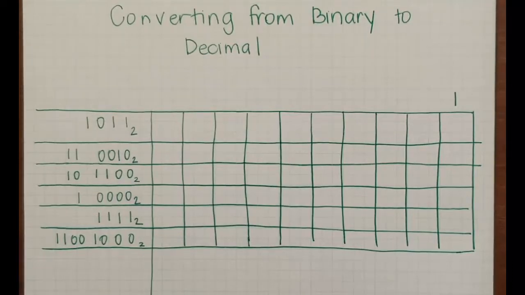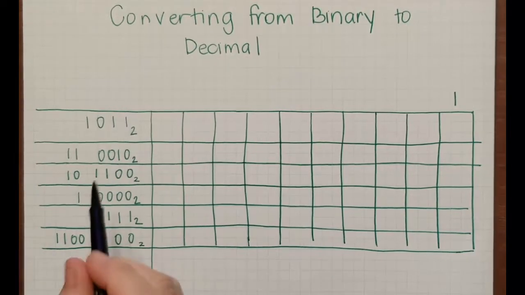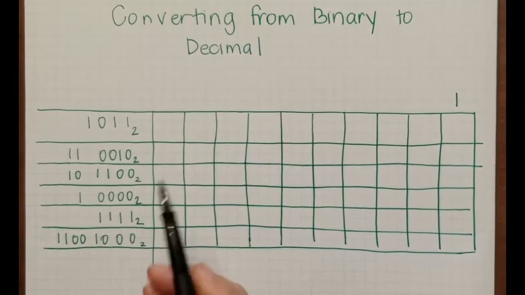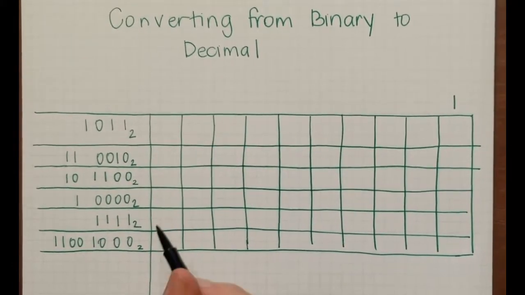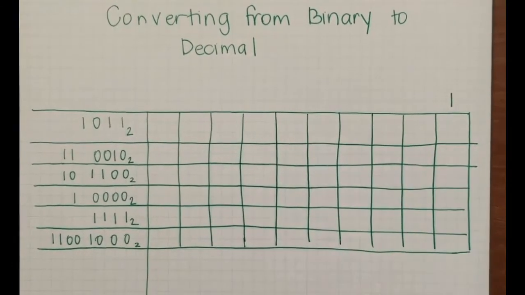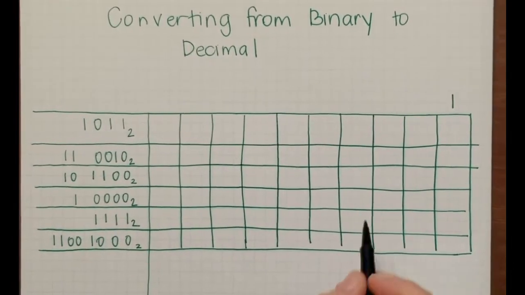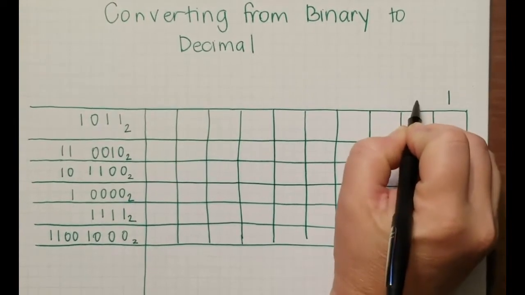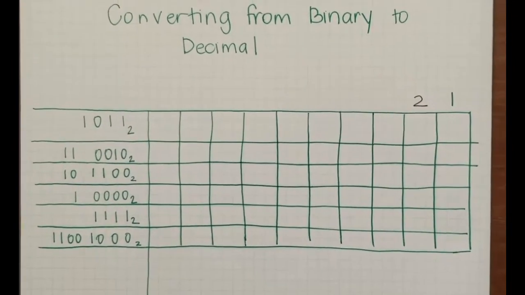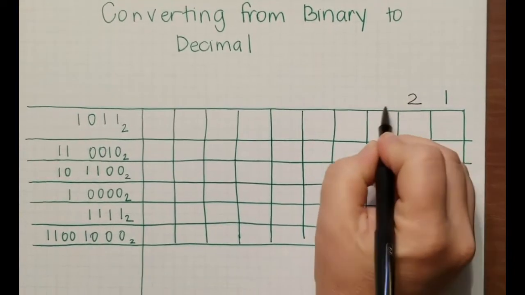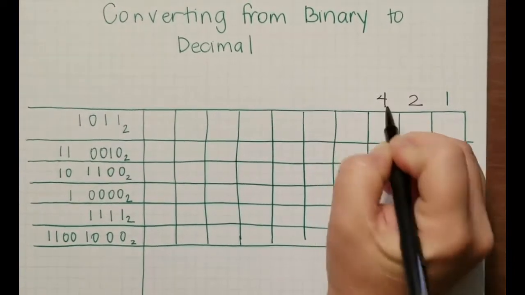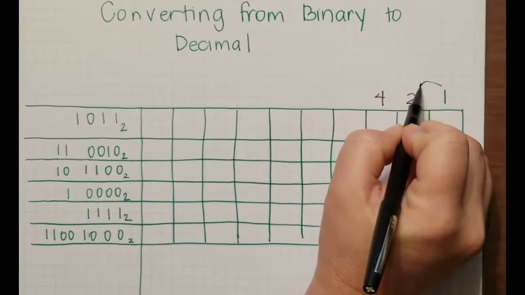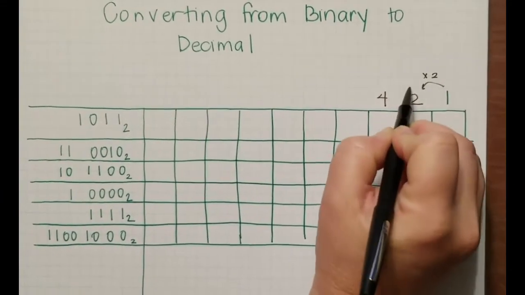Okay, so let's show you how to convert from binary to decimal. I've got some numbers written here in binary, and remember that we always thought of the last place as the ones place, so we multiply that by 2. So this place has a value of 2. And then we multiply by 2 again, and this has a value of 4, right? So every jump, we multiply by 2.